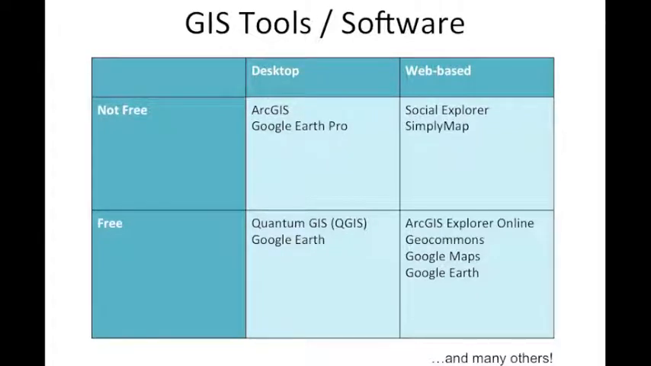There's also QGIS, which is kind of the main competitor to ArcGIS. It's an open source, free desktop GIS software. And one cool thing about that is it works on a Mac. ArcGIS is Windows only, so QGIS is free, and it's Mac or Windows.